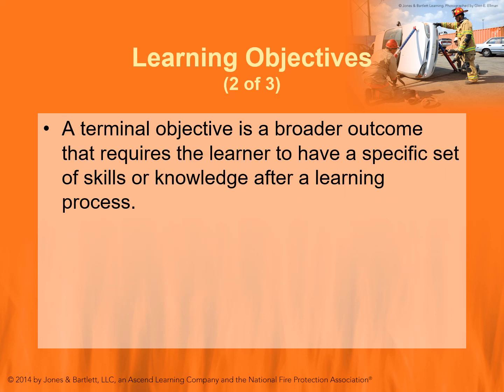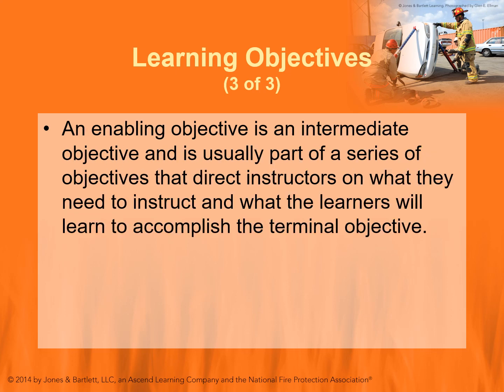A terminal objective is a broader outcome that requires the learner to have a specific set of skills or knowledge base after a learning process. An enabling objective is an intermediate objective, and it is usually part of a series of objectives that direct instructors on what they need to instruct and what the learners will learn to accomplish the terminal objectives.